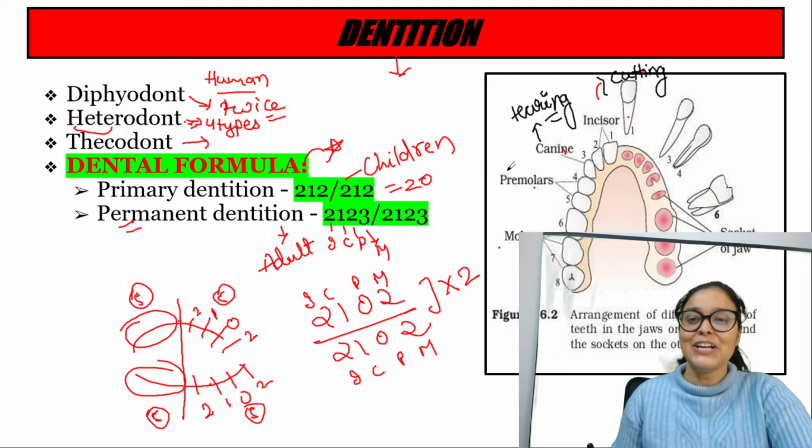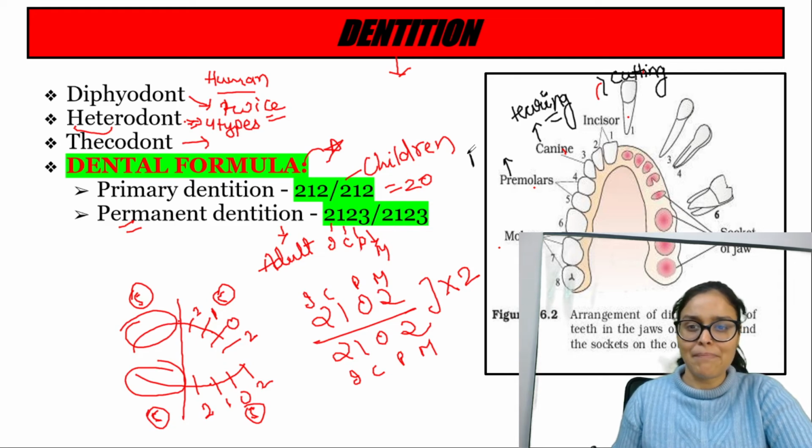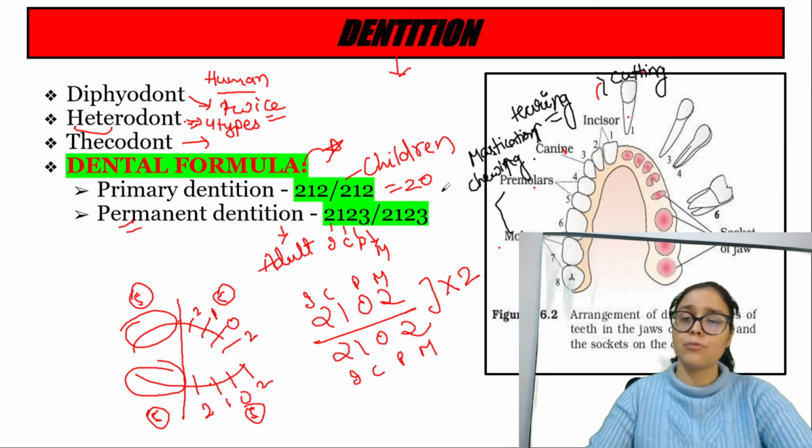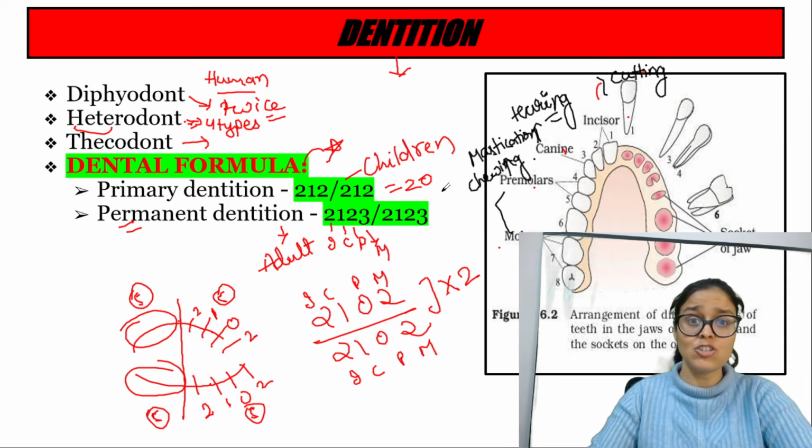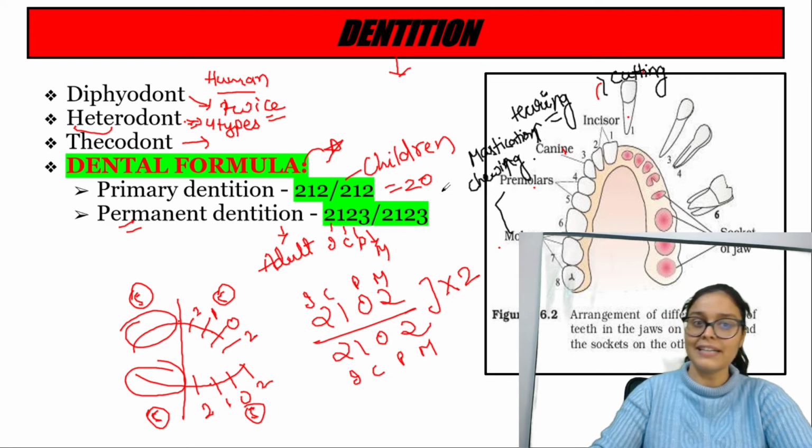Carnivores have very long canines. If you have long canines, it means you are having carnivorous character. Premolars basically help in mastication. Both premolar and molar help in mastication, chewing and crushing of food. So that is the purpose of premolar and molar, and premolars are absent in children, which you have to remember, right?